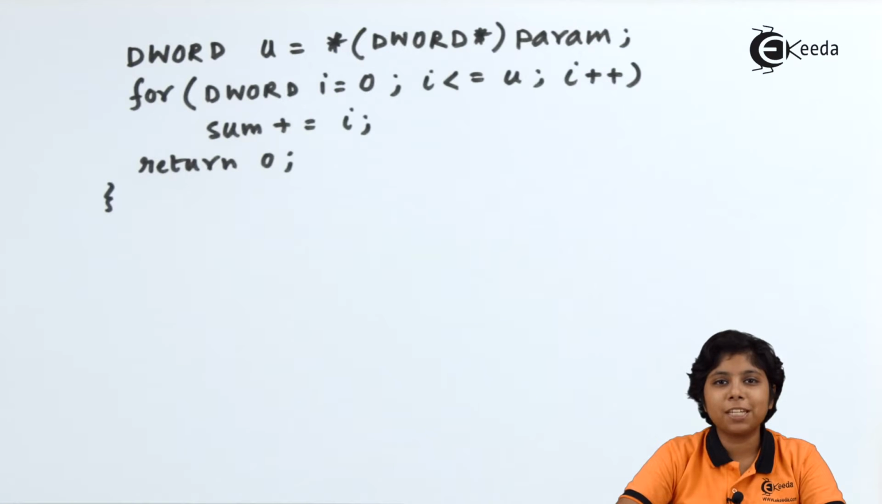What is the function of the Summation function? It performs the sum from 0 to Upper, which is a DWORD, a 32-bit unsigned integer. Using a for loop we are summing the numbers, and the result of this summation is stored in the global data known as sum. We return from this function with a 0, indicating success. Now returning to the main function, we will see what parameters are needed and how to create the thread using the thread function.